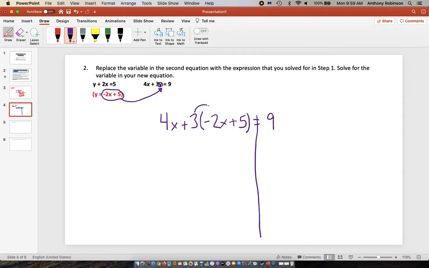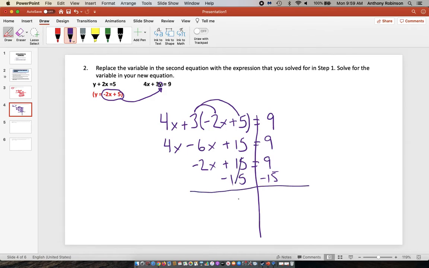I'm feeling a little rusty with the pen because I haven't used it all weekend, so bear with me here. 4x, 3 times negative 2x would be negative 6x. 3 times positive 5 would be positive 15. Still equals 9. Combine like terms, 4x minus 6x is going to be negative 2x plus 15 equals 9. And subtract 15 on both sides.